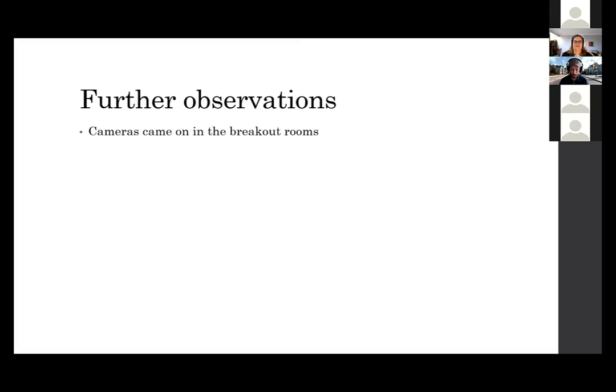Some further observations: the cameras were mostly off, except for those willing to put themselves on camera in the broad view. But when they went into the breakout rooms, everybody, or the vast majority, turned their camera on so they could communicate with the 3 others or so that were in that room with them. The grad students enjoyed and embraced talking about their research.